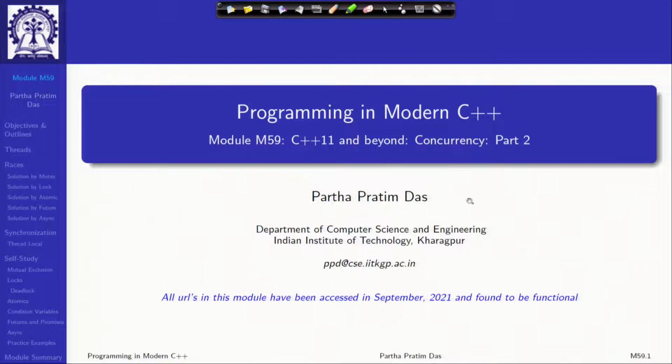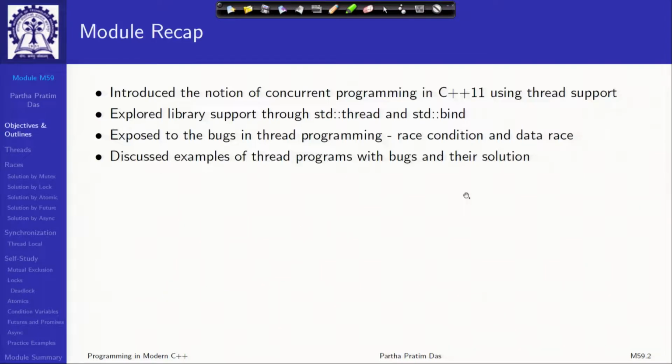In the last module, I introduced the concept of concurrent programming in C++11 using the thread support that has been provided in the C++11 standard library. So, this makes multi-threaded programming, which earlier had to be done by external third party libraries like the POSIX library or the Boost library, much easier to do and a lot more standardized.